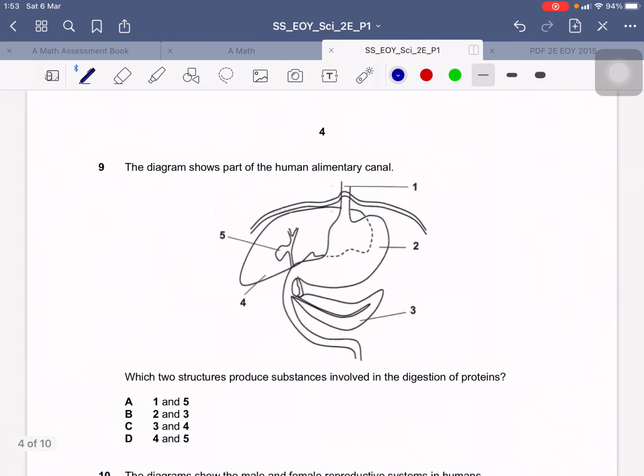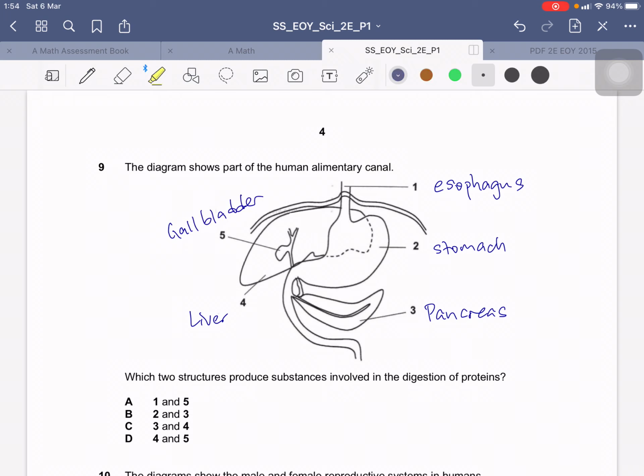Okay, question number 9. Now this is a very familiar question. You've got the following parts. I think we can just label them: esophagus. Of course, this is the stomach. The stomach produces a lot of enzymes to digest food. Same for the pancreas. And number 4 is the liver. And 5 will be the gallbladder. We have already gone through this question in the previous paper, so you can refer to that. Which ones will be involved in digestion of proteins? I think stomach and pancreas. That's straightforward. The answer will be 2 and 3.